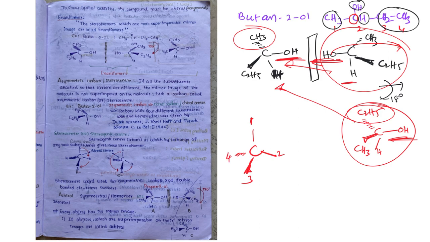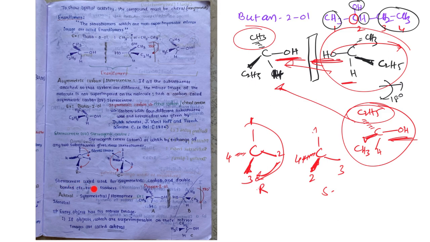Now I am exchanging any two groups. Group 1 stays as it is, and group 2 and group 3 are exchanged. If the original is R configuration, clockwise, I'm not taking all the priorities, just one example, then it becomes S configuration. Then we get a new stereoisomer, and that is called a stereocenter or stereogenic center.